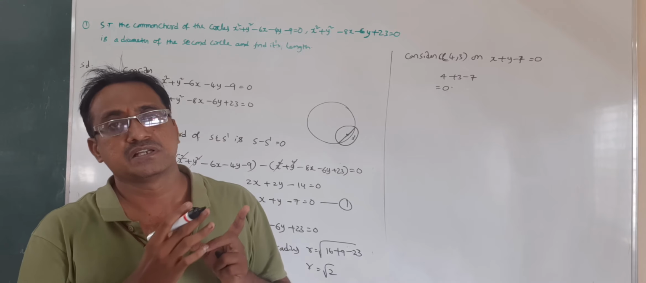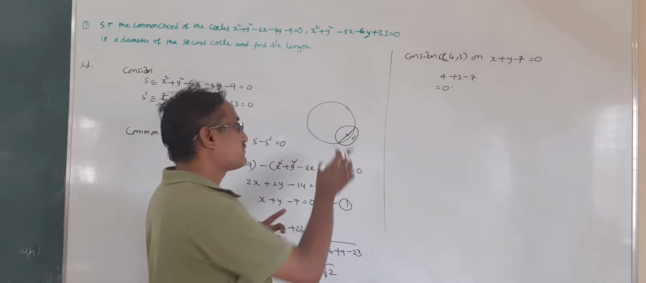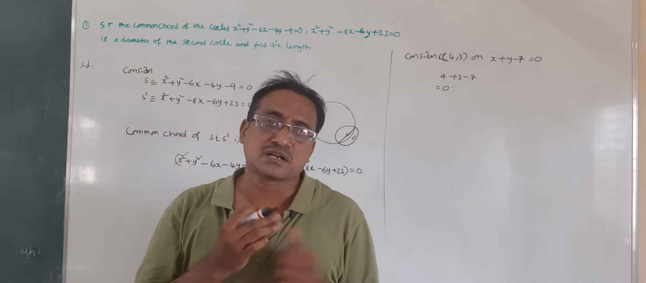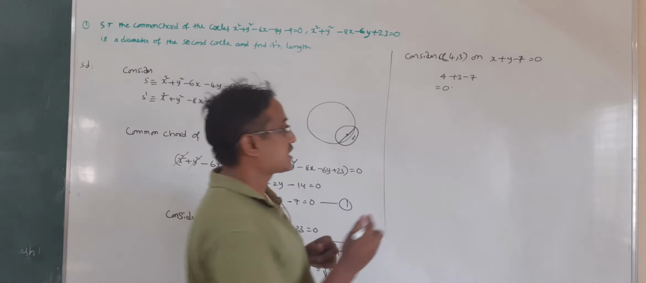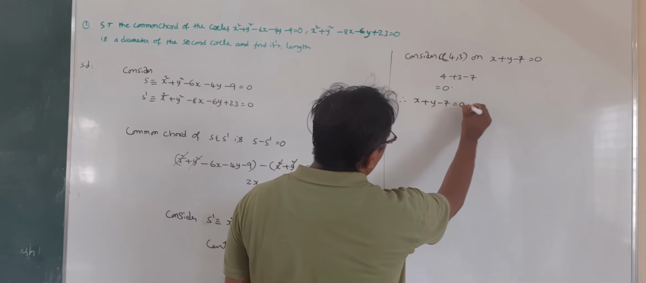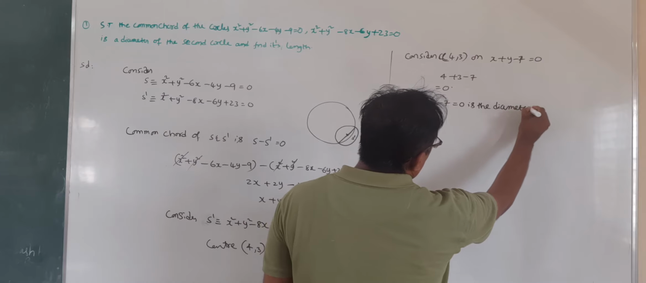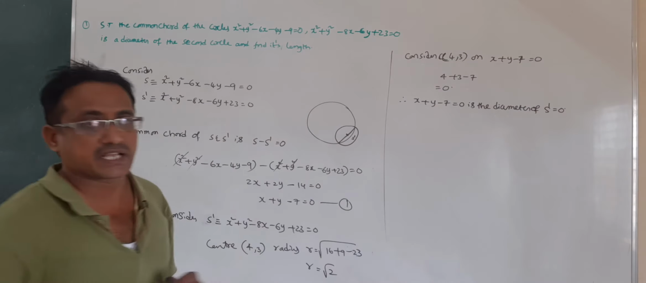That means the line passes through the center of the second circle. If any line passes through the center of the circle, it will be a diameter of the circle. Therefore, x plus y minus 7 equal to 0 is the diameter of S dash equal to 0. That is the second circle.